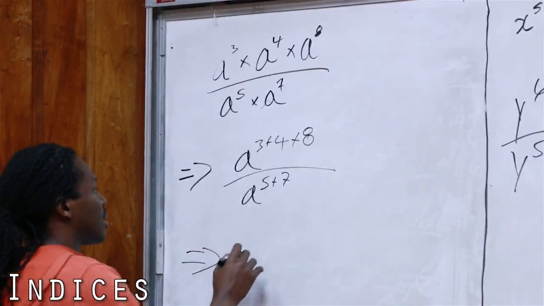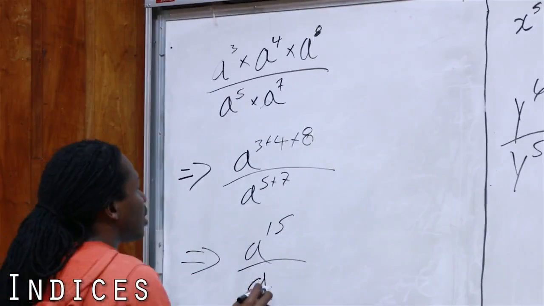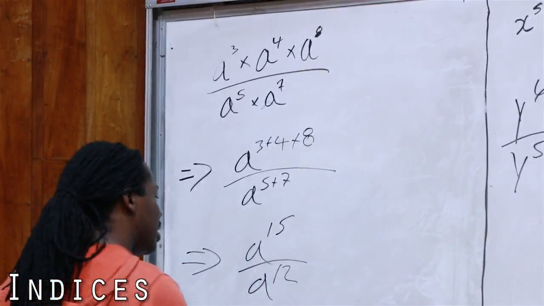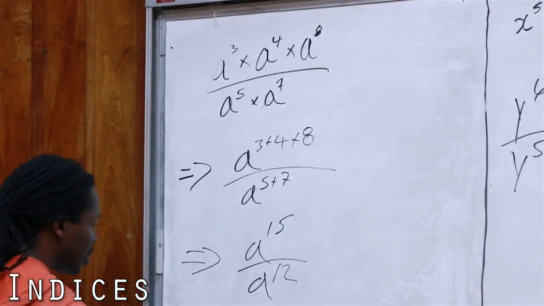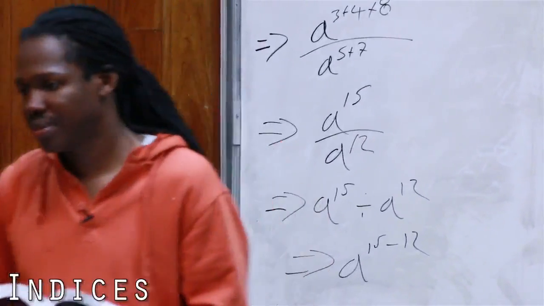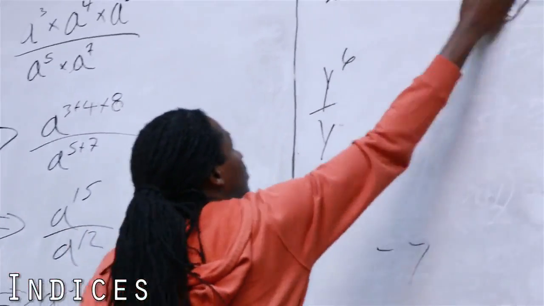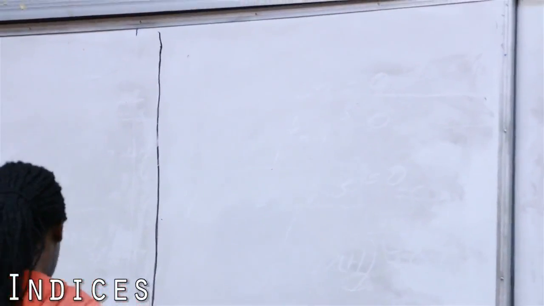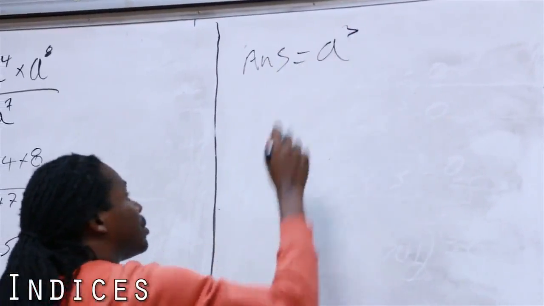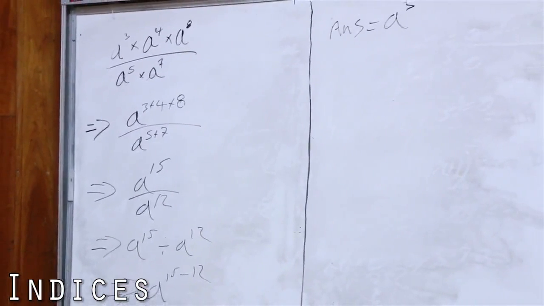It implies a to the 8 and 4 is 12, and 3 is 15, over a to the 5 plus 7, that's 12. This implies a to the 15 divided by a to the 12, which implies a to the 15 minus 12. Answer: equals a to the third. Everybody understand that? Good. So it's simple.